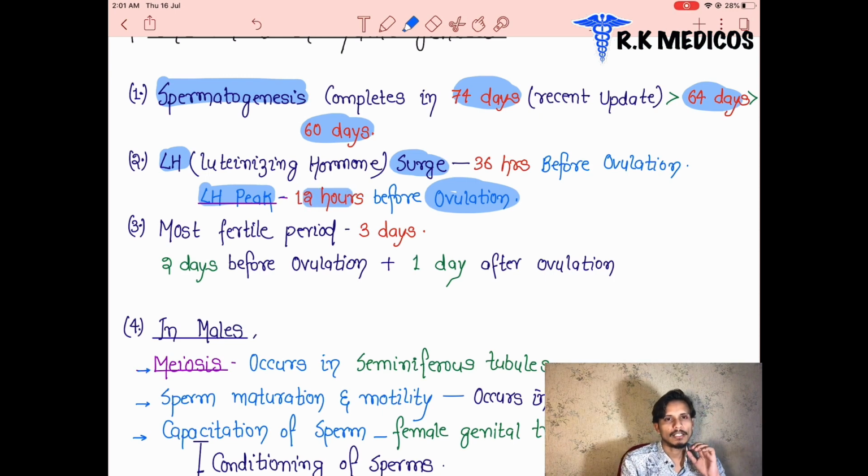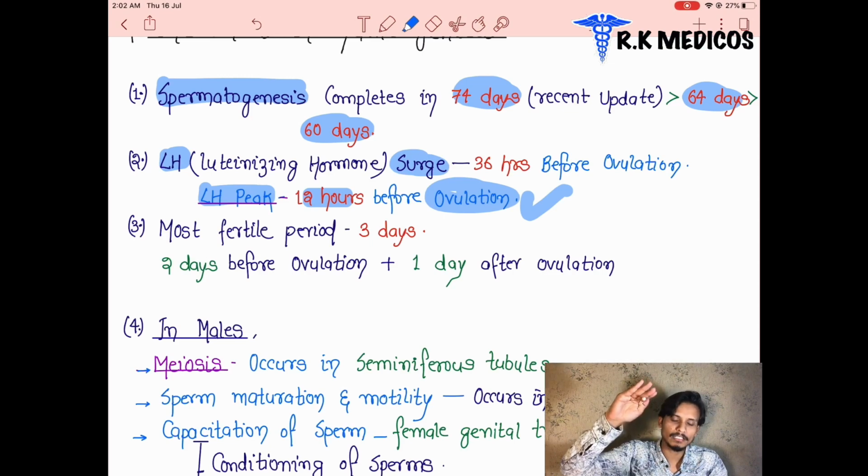There is an LH surge or peak. Like a peak is happening. It means the highest level of LH is present 12 hours before ovulation, and 36 hours before ovulation there is a luteinizing hormone surge. It will start to increase in amount.